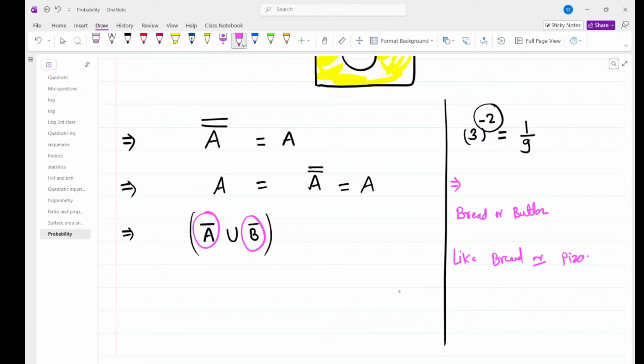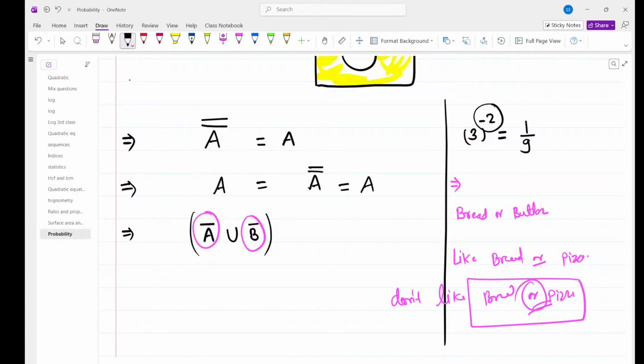But if someone is saying, I don't like bread or pizza, what does it mean? Here it has "or", but this is giving you the "and" condition. If I'm saying that I don't like bread or pizza, I will not eat bread and I will not eat pizza either. I have written this "or", but this is giving me the feeling of "and". Why? Because this is the negative sense. Are you getting this logic?